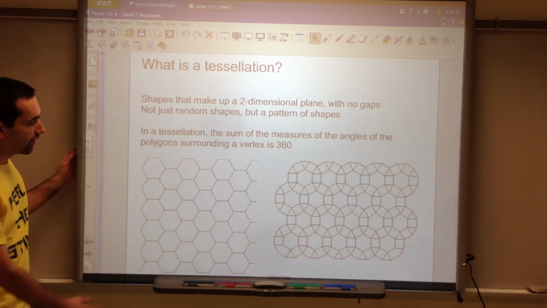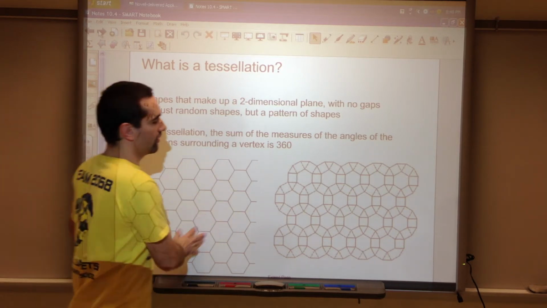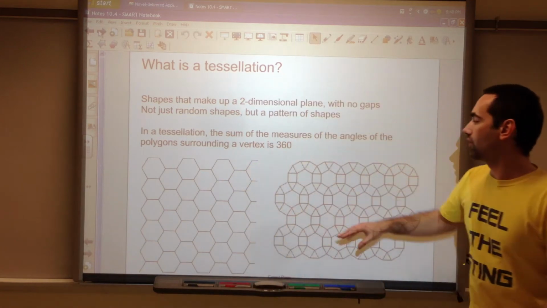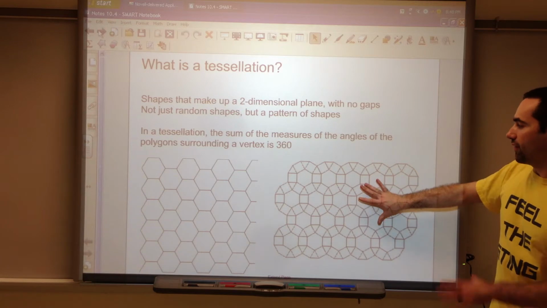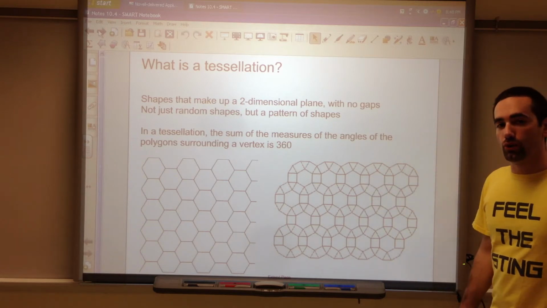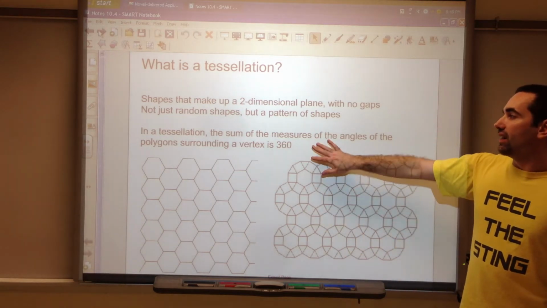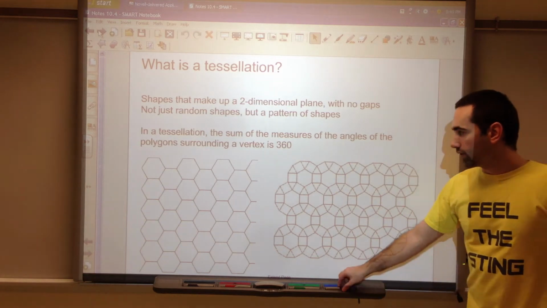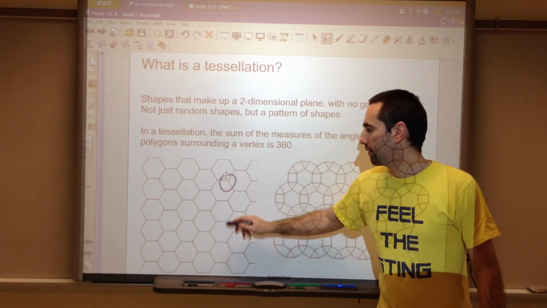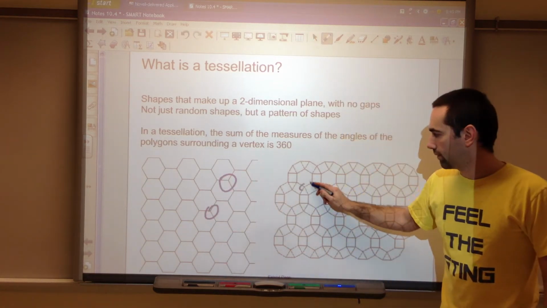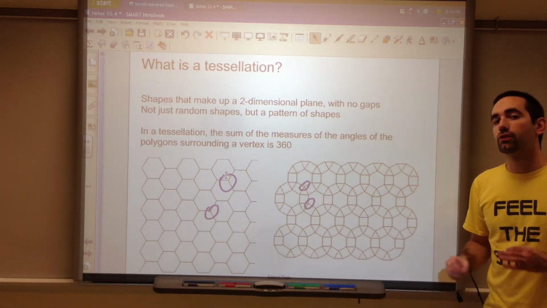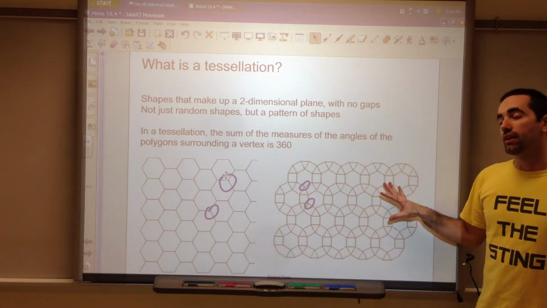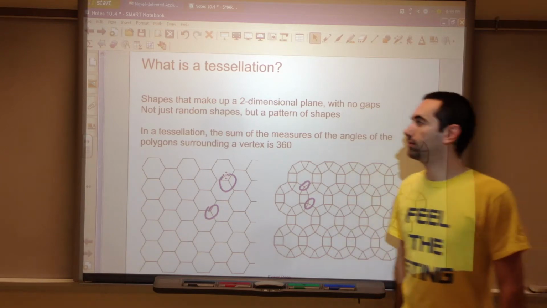it's a pattern. See, both of these are patterns. There's no gaps, and if you kept going, it would fill up a whole two-dimensional plane. The sum of the measures of the angles, like so, surrounding a vertex, which is a single point, is 360.